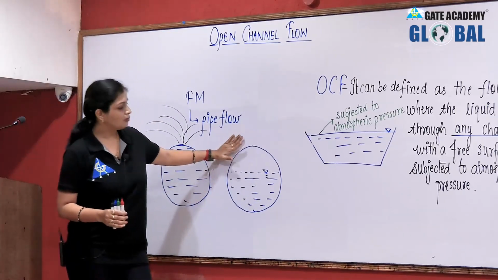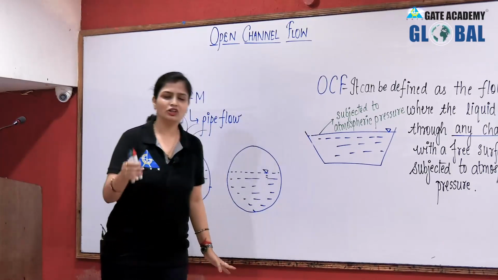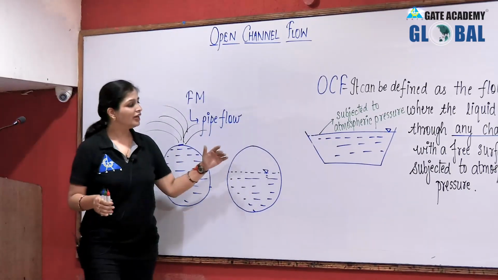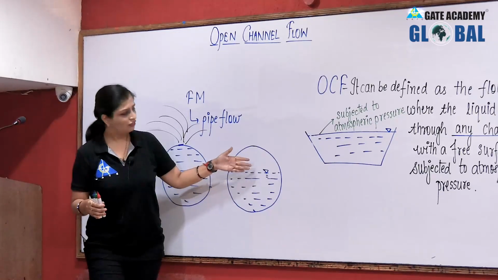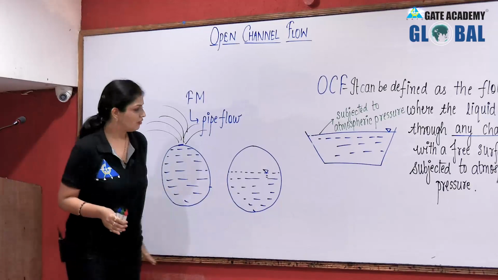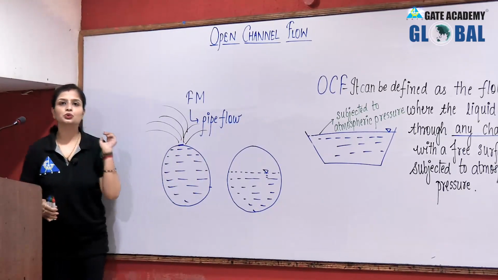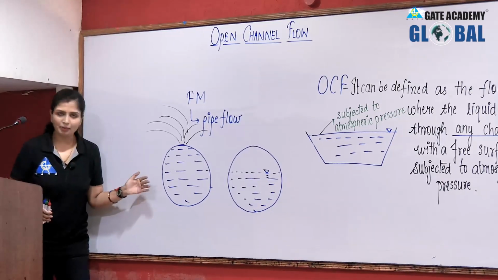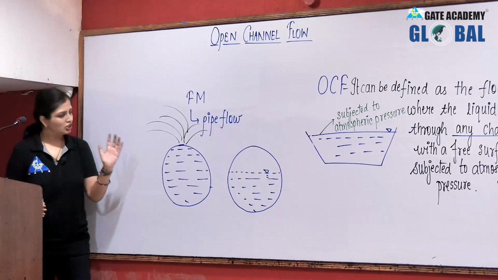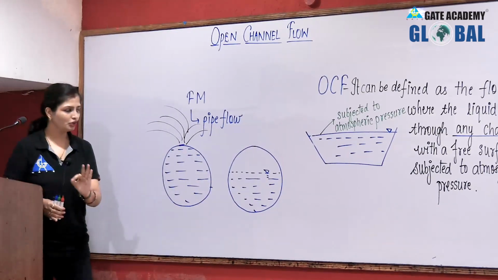We fill it up to a certain height, that is half or 1/3 of the total height, because we leave some spaces for the gases to come out and accommodate in this space. Fine. So from here, seeing these two diagrams, what students do is, they say it is a pipe circular section, pipe flow. So they name both of them as pipe flow. But it is not true.